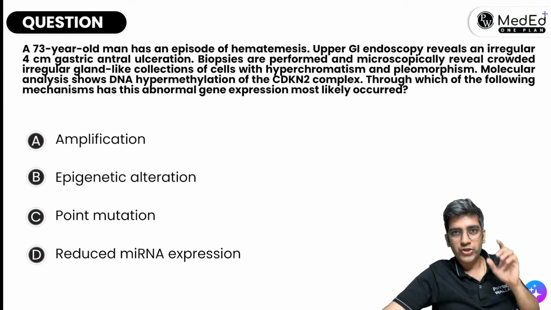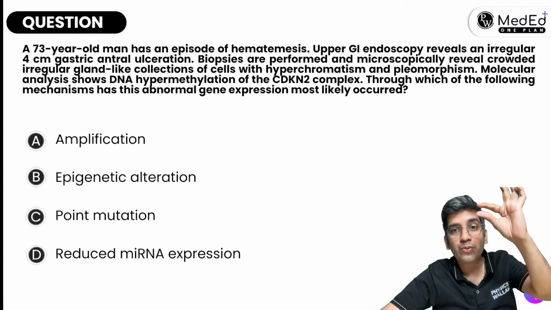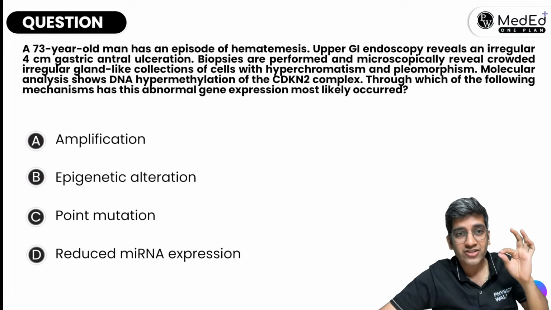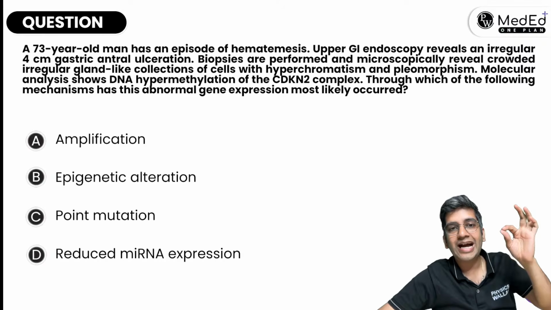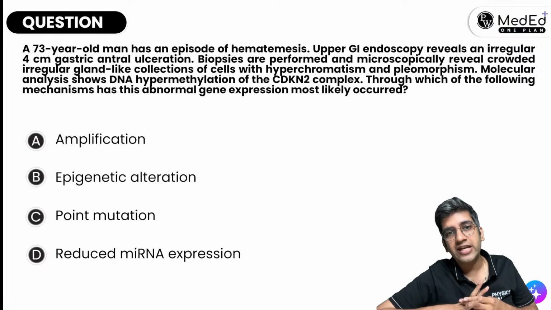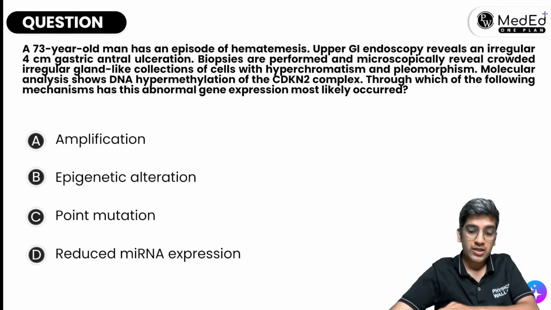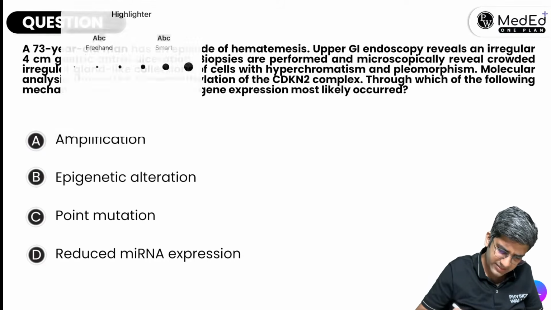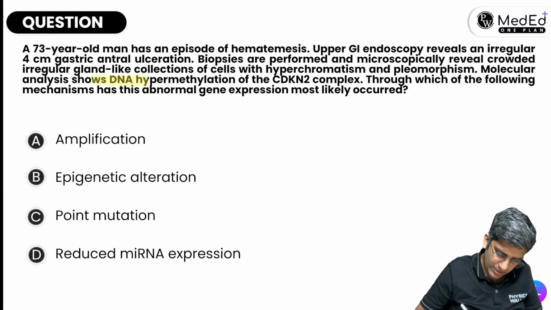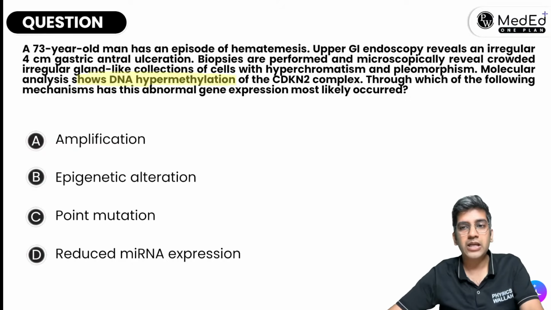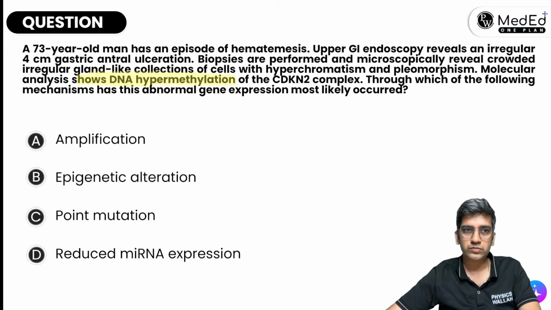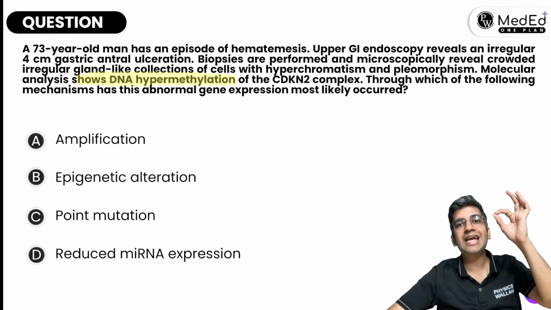That's all. So I'm talking about a gene. So look at the line where the gene word comes. Molecular analysis shows DNA hypermethylation of the CDKN2 complex, right? The question very classically highlights that you have DNA hypermethylation. Now, do you want to change the answer, everyone? I just pointed out which is the important thing here. It is B. DNA hypermethylation.